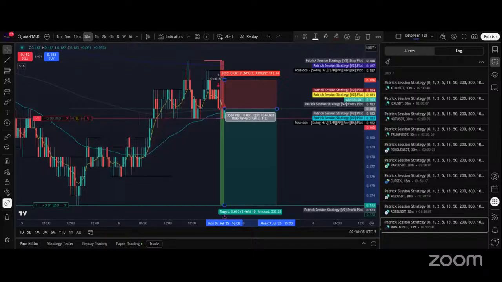Again, yet another 30-minute confirmation. Manta versus Tether, 3.33 risk to reward ratio, targeting 0.173. And that's going to be for 10 pips. Stop loss is going to be 0.186. It's going to be for 3 pips. Entry price is going to be 0.183.